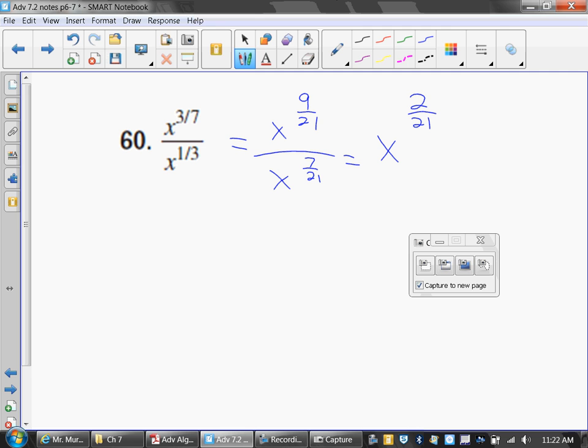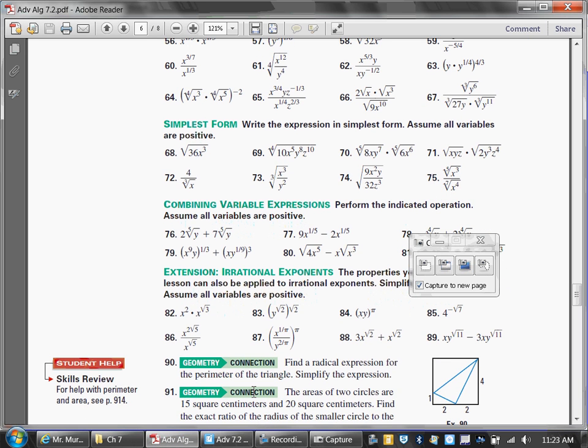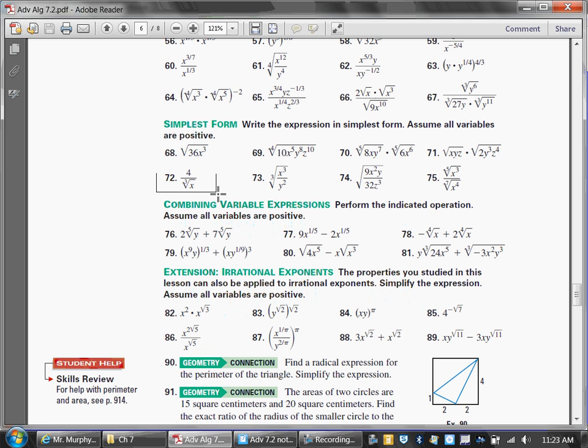What else? Were the exponents and variables easier than numbers? I like 72. Which one? 72, last one. Oops, sorry, cut that one off.